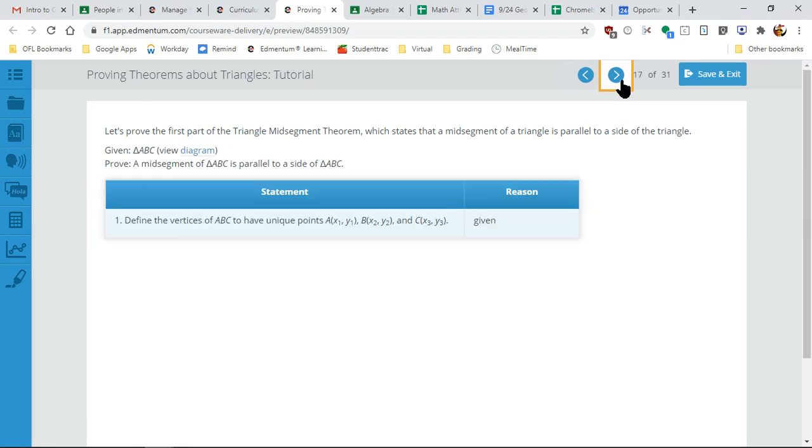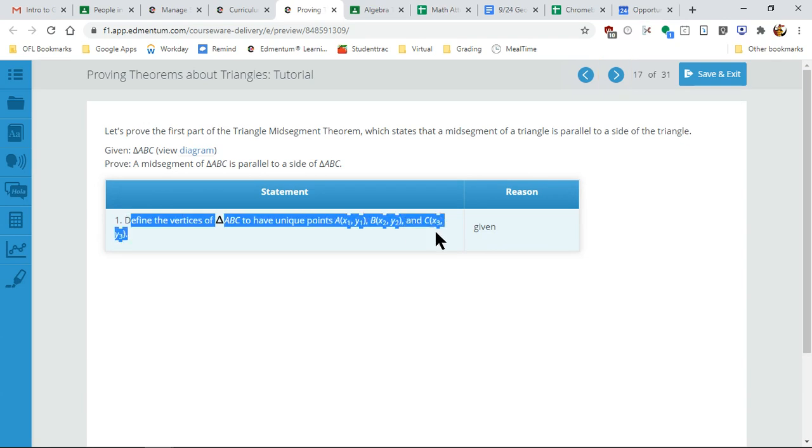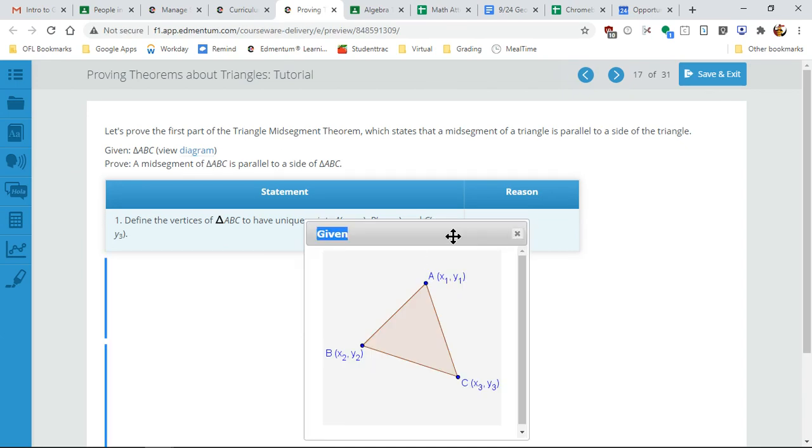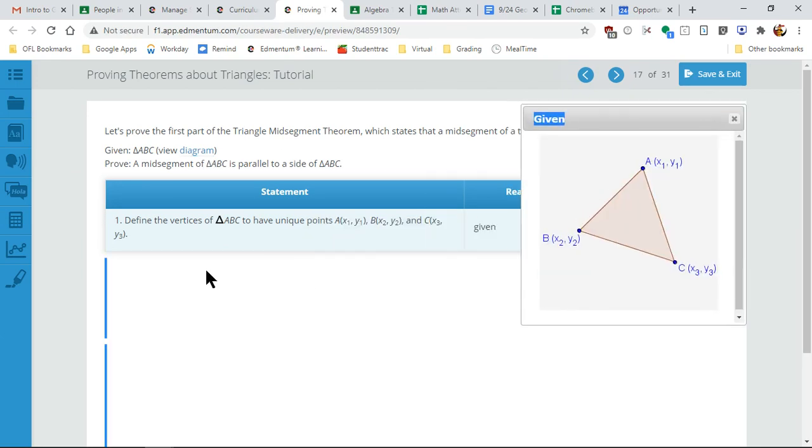So in order to prove the first step, what they're going to say here is we're going to define the vertices. So we did the activity that proved it. Now they're like, well, let's say the actual thing. So we have this triangle, and if we wanted to prove it, we have to define that these are points that make a triangle.